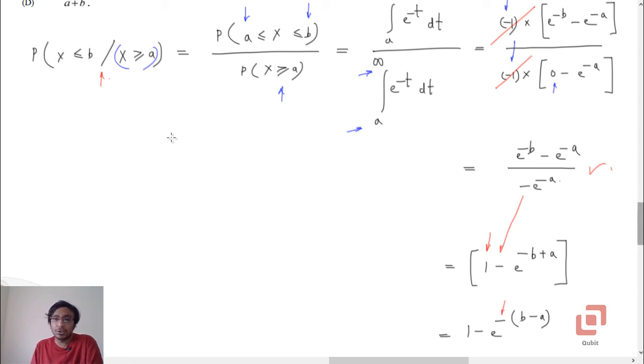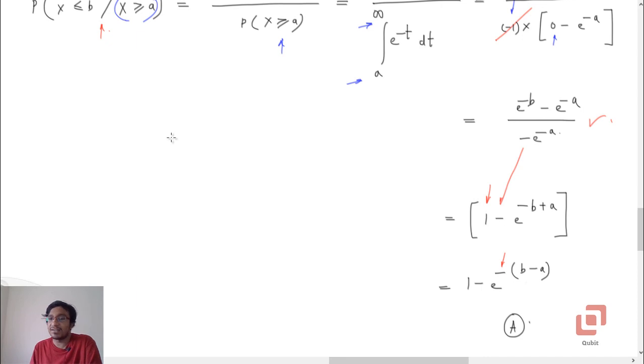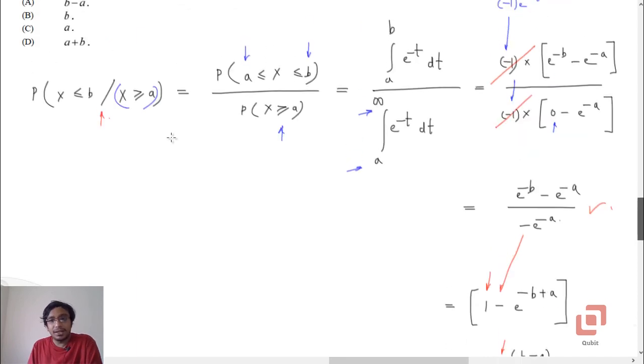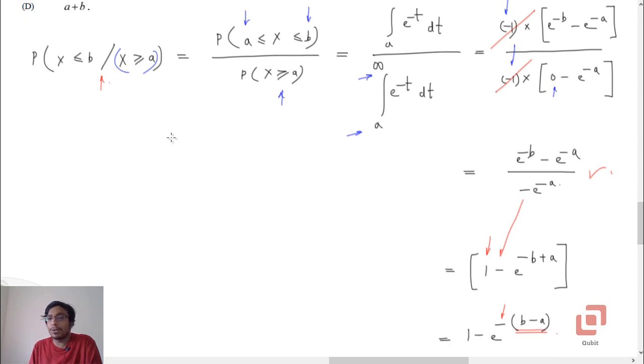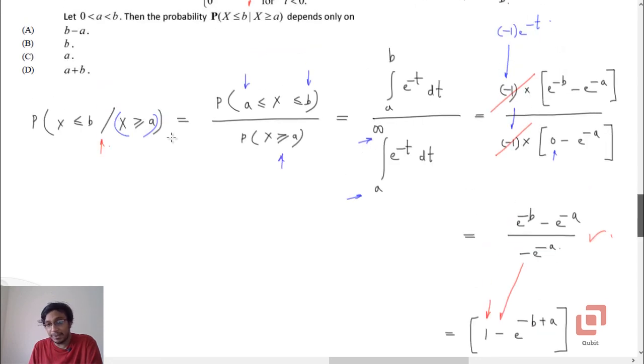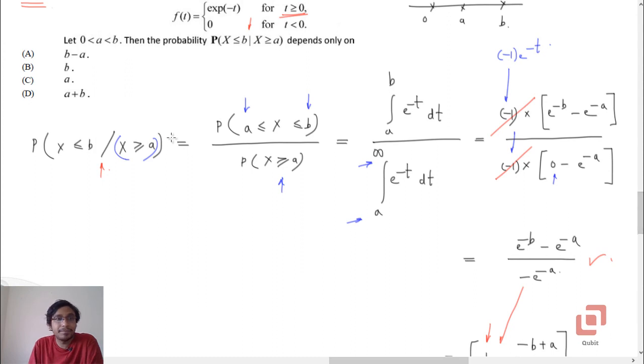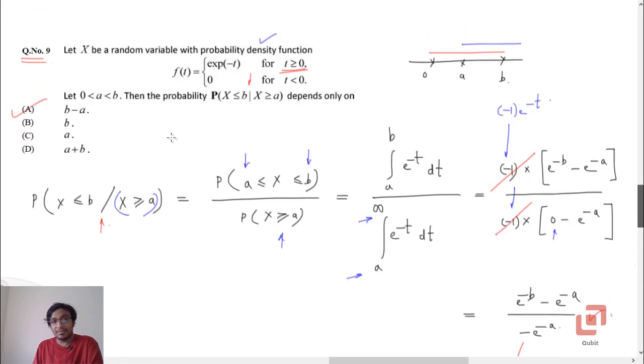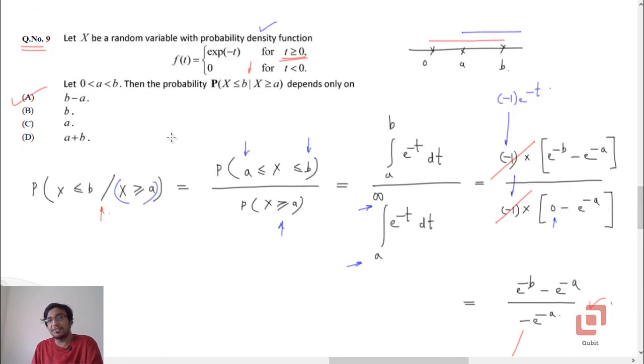So the only thing that is variable is b minus a, so we can treat this to be a single term. Okay, so the conditional probability is 1 minus e to the power minus bracket b minus a, which depends only on b minus a and not on the individual values of a and b. So option. Okay, so this tests whether you have understood conditional probability, continuous random variables, and the properties of the function e to the power minus t. Okay, that is question 9.